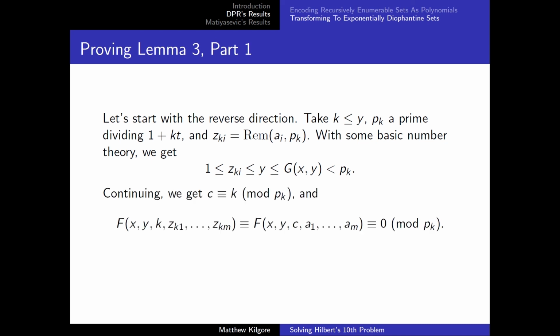Continuing, we get c equivalent to k mod p_k, and thus f of x, y, k, z_{k1} through z_{km} is equivalent to f of x, y, c, a_1 through a_m, equivalent to 0 mod p_k. Now, thanks to those bounds, this becomes f of x, y, k, z_{k1} through z_{km} equal to 0. Since k and z_k are also less than or equal to y, we have the Davis normal form side as desired.